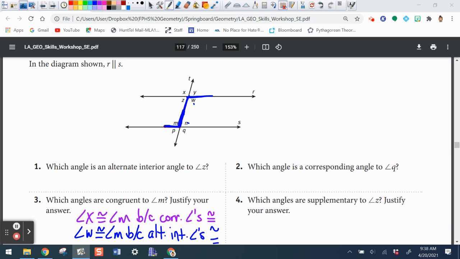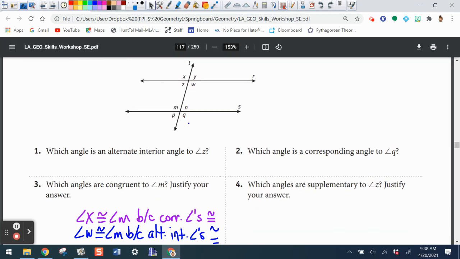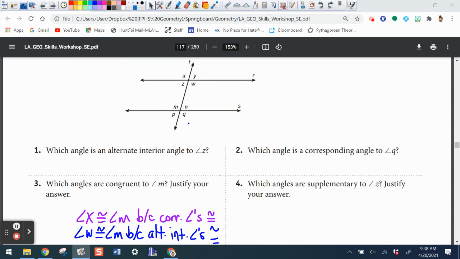Now, there are some other relationships that occur that are not necessarily because of the two parallel lines cut by a transversal. One of the other pairs, and I'm going to have to shift my screen up just a little bit, give me a little bit more room.